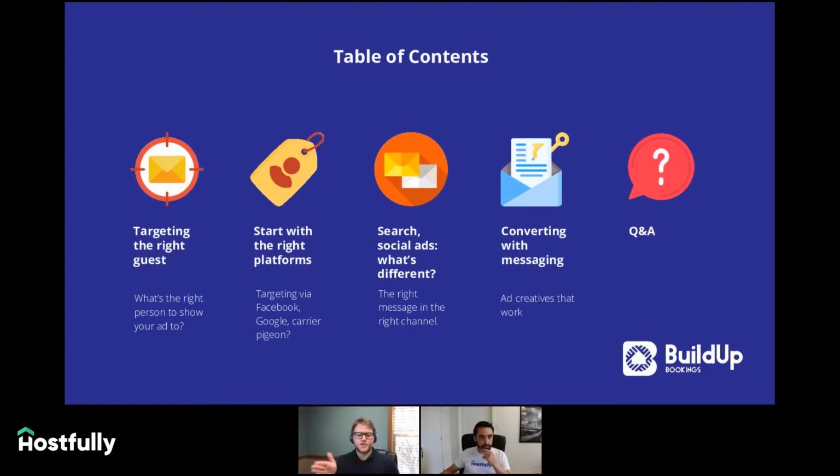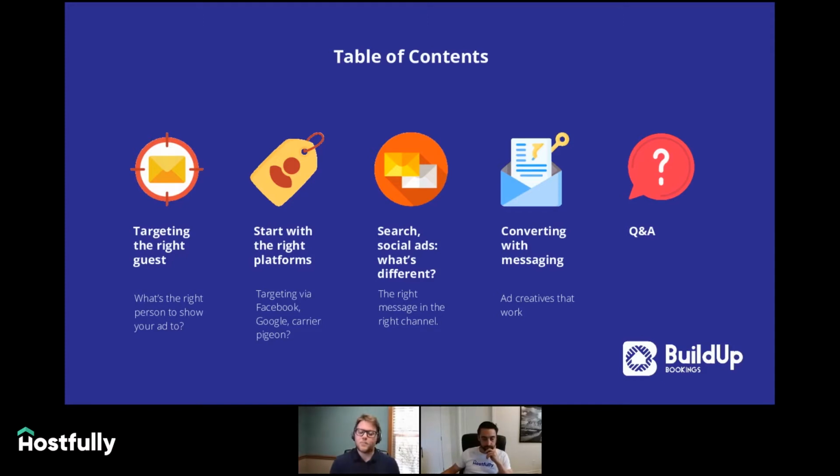So, different pieces that we're going to go over today, just going through this really quickly. We're going to talk about targeting the right guest. Obviously, if that person that you're showing the ad to is not interested in your destination, not interested in your rental, isn't a good fit for you, then no, you shouldn't show your ad to that person, no matter what channel it's in. That's just a waste of money. And Facebook and Google have plenty of money. They certainly don't need any more money that you've earned to make their ads platform effective. They know that they're doing a good job of that on their own.